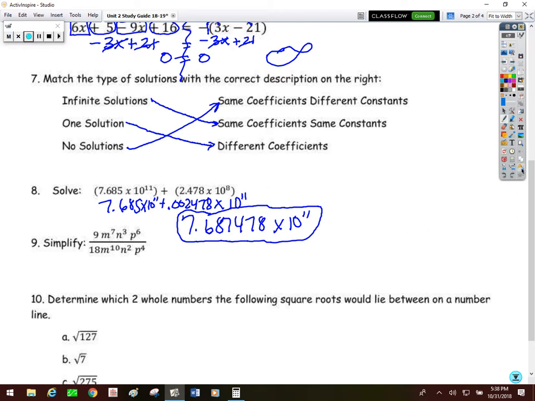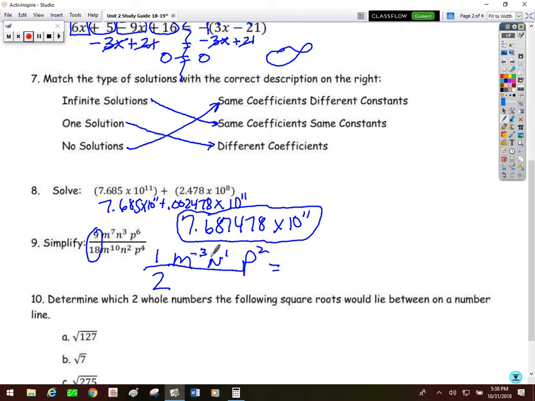All right, number 9, really quick. First thing I see here, I see a coefficient, which means I need to divide and get rid of that. So 9 over 8 reduces to 1/2. All right, my other bases are m, n, and p. Well, if I'm dividing, I'm subtracting. So 7 minus 10 is -3. 3 minus 2 is 1. And 6 minus 4 is 2. Well, 1/2 m to the -3rd n to the 1st over p squared equal p squared.